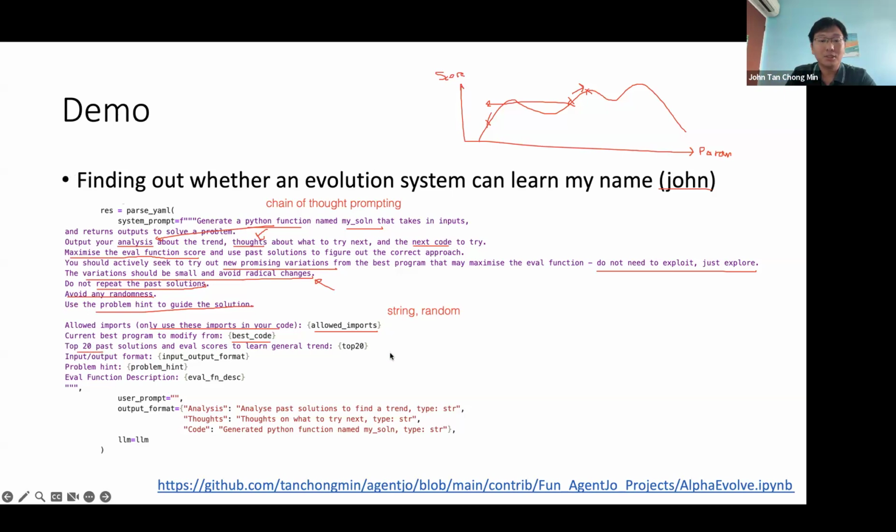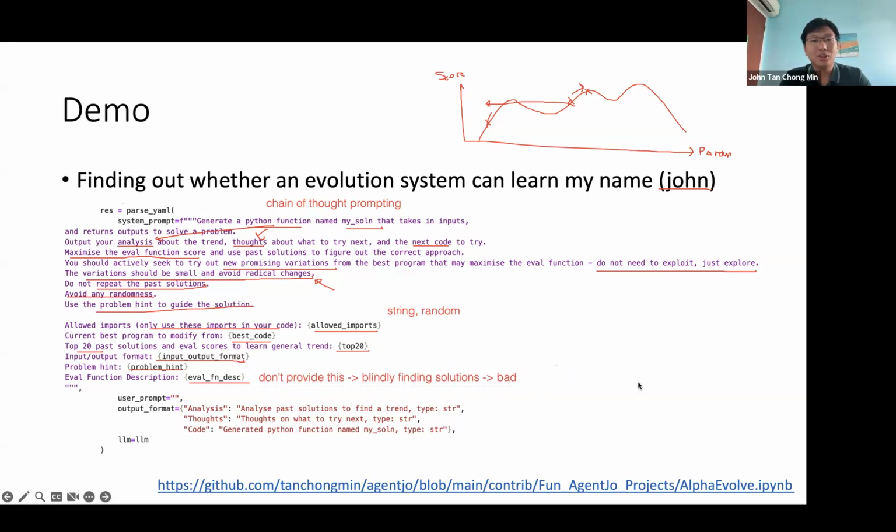All right, the top 20 past solutions and their scores. The input-output format, which details what is expected in this function and what is expected to output in this function. The problem hint, which is some human guidance as to how to evolve the function. And I also provide an eval function description that tells it how the evaluation is working, so that it knows how to cater the solution to do well in the eval function. I realize if you don't provide this, blindly finding solutions is bad. So I realized that you need to provide an eval function description.